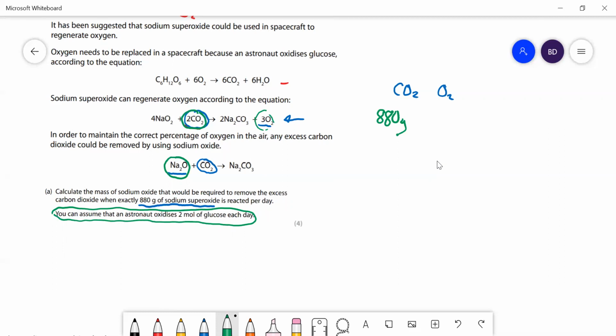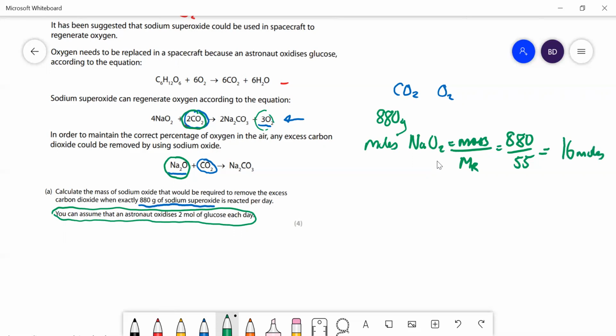Right, okay, so let's find out the moles of superoxide then. Superoxide used up, so that's mass over Mr, which is 880, and the Mr is 55, which works out to be exactly 16 moles.